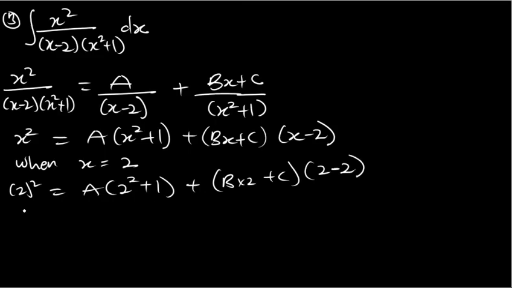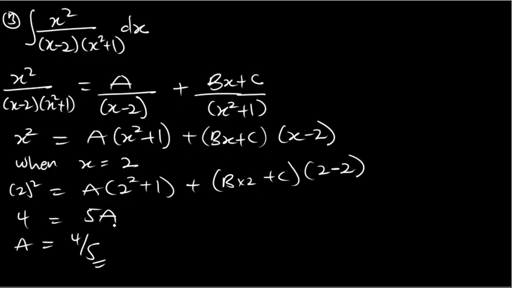So this is going to be 4 equals, that will be what, 5. 2 squared is 4 plus 1, 5. So 5a. And because of this 0, it will run everything to 0, giving our a to be equal to 4 on 5. Now we have a to be 4 on 5.